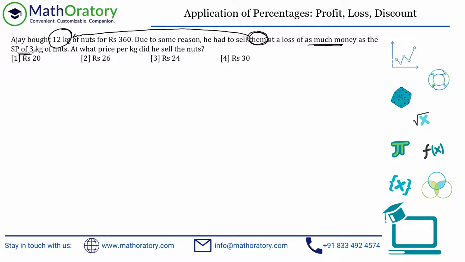So what this statement is telling us is the loss on 12 kg of nuts is equivalent to the SP of 3 kg of nuts. So this is what the statement is talking about. And once you're down to this point, there's nothing else to do. You can figure out whatever is required. It will deal with some ratio kind of ideas. We can work with it as per the requirement.